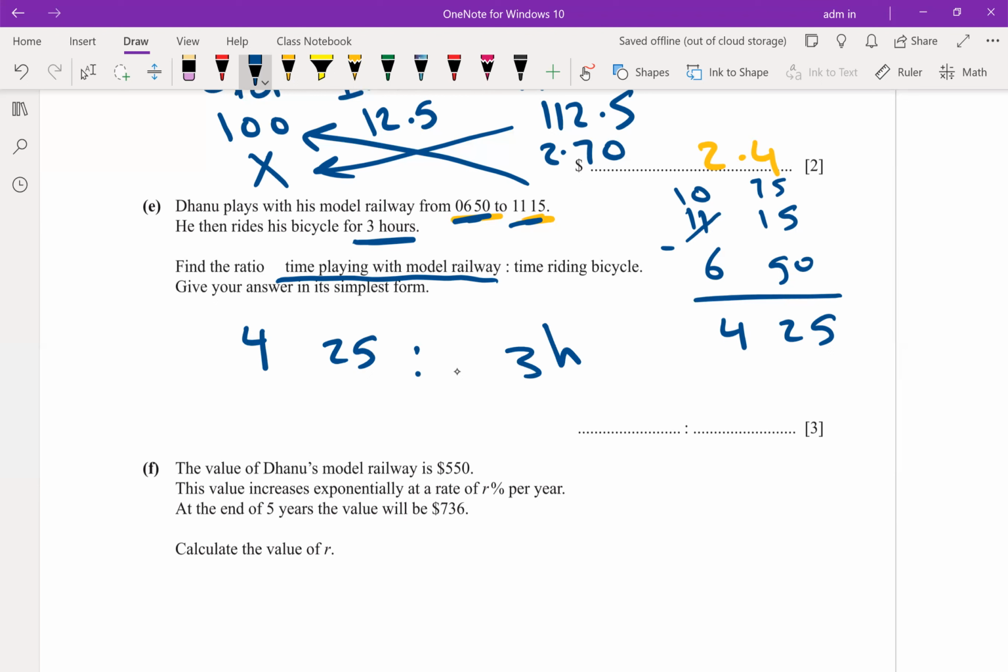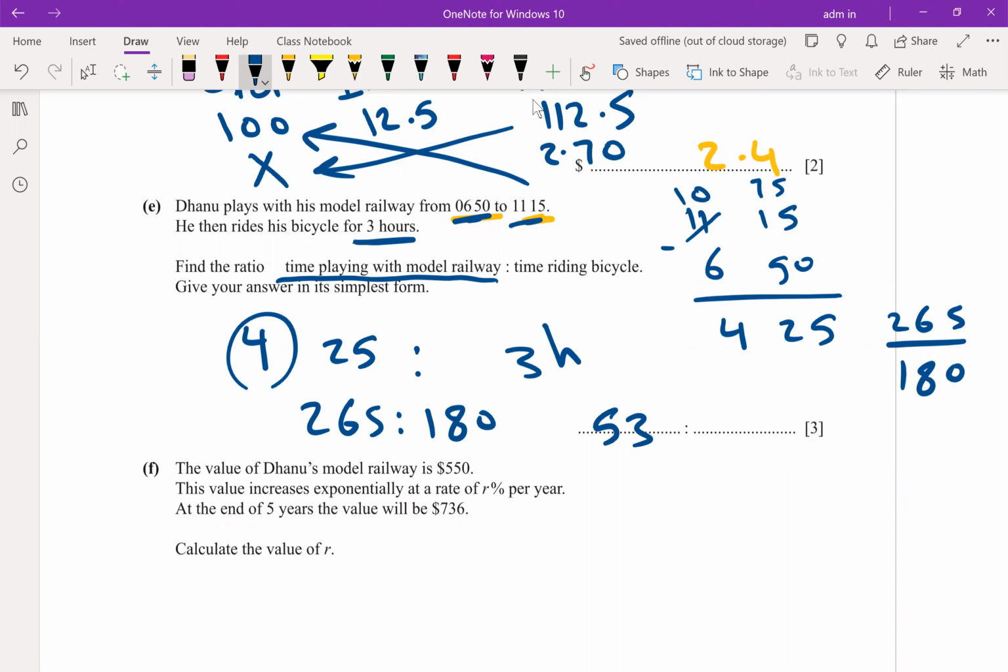How to simplify your answer? You can write it as 1 unit, which is minutes. So the first one, how many minutes? 4 hours multiplied by 60 will be 240. 240 and 25 will be 265. And the 3 hours, how many minutes? Will be 180. You can simplify by using the calculator, write it as a fraction, 265 divided by 180. Give me your answer simplified. 53 to 36.